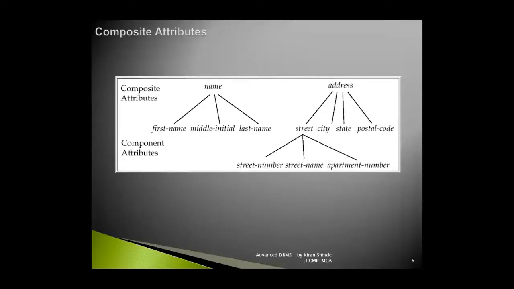Now, these are some more examples on composite attributes. You can see name and address. Okay, we have already discussed it.